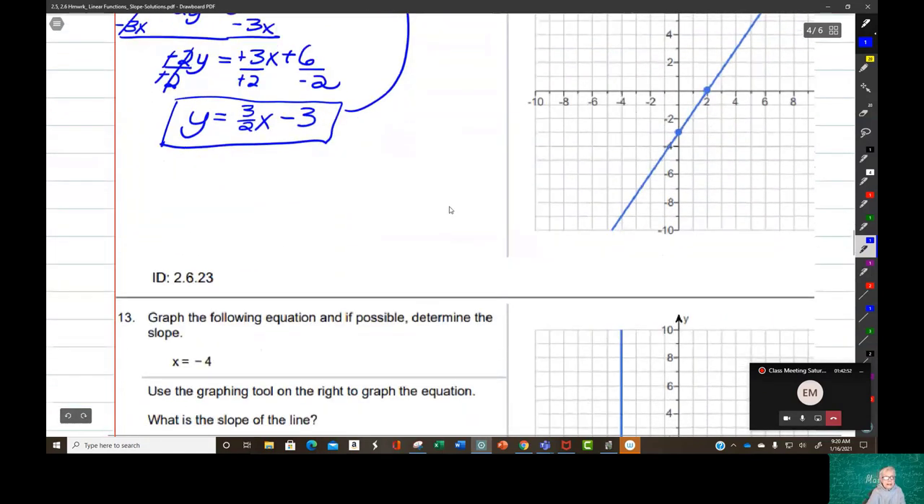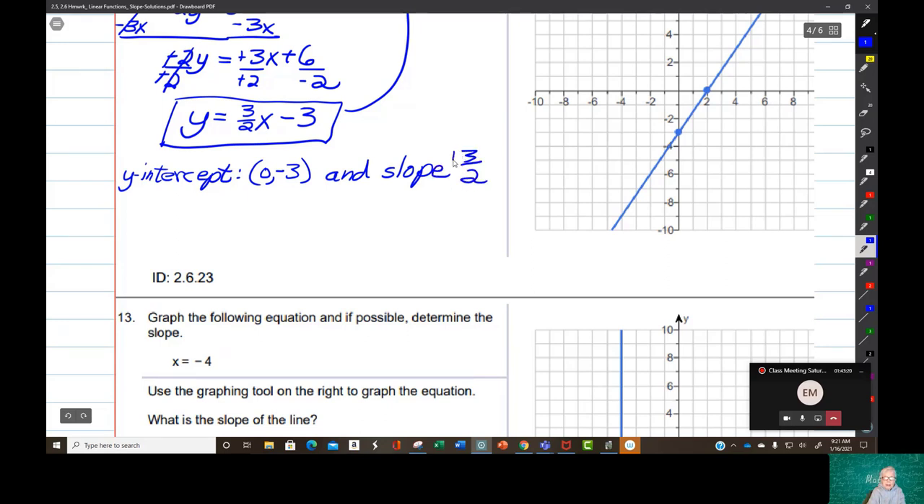So what does this mean? This means that the y-intercept is 0, negative 3, and the slope is 3 over 2. Notice it's a positive 3 over a positive 2. We're going to go up 3 and to the right 2.